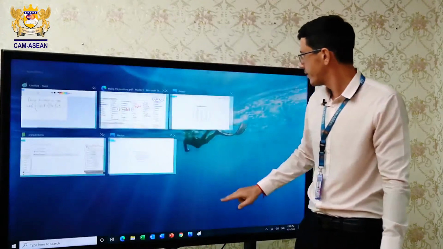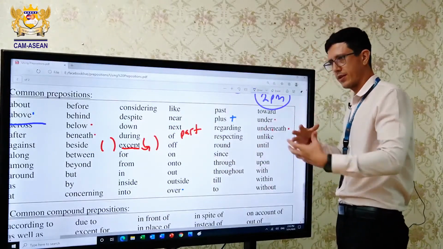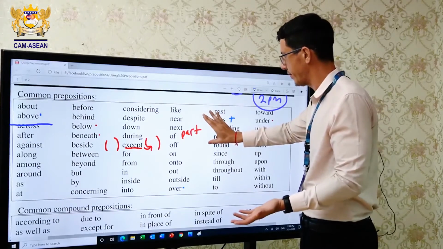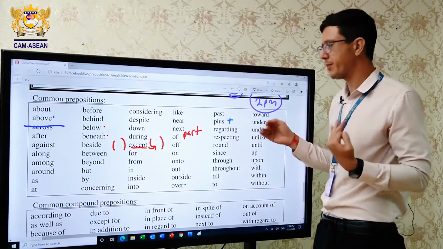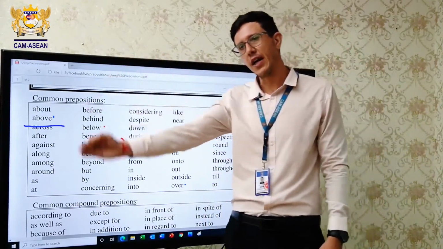Now, round, just to describe the shape, like a round. There's no difference. Since, we use in present perfect. Since just means starting in the past until now.